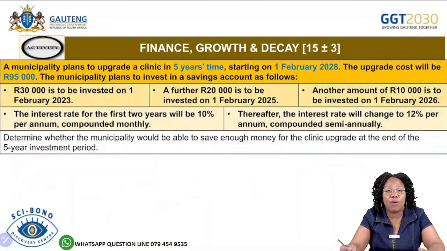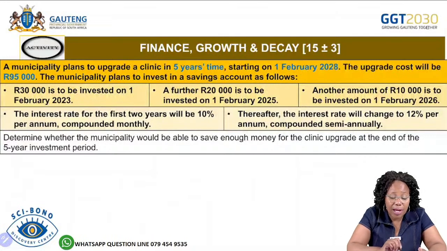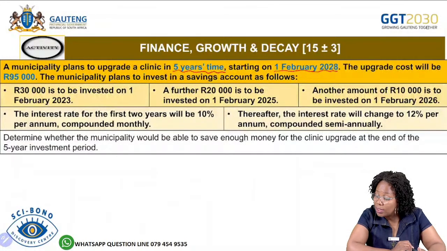Right, and now this is a high order question. Let's look at the question now, grade 12. We have a municipality that plans to upgrade a clinic. And when are we upgrading the clinic? After 5 years, in 5 years time, starting on 1st of February 2028.